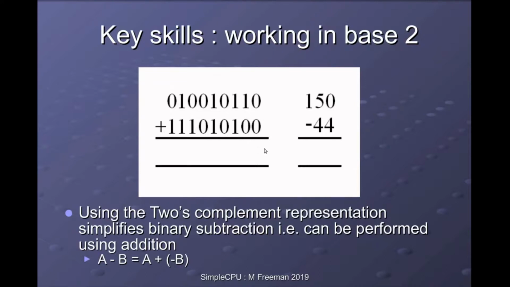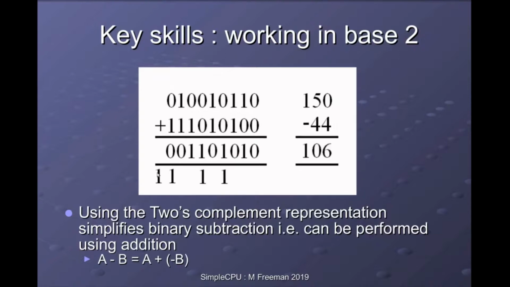So 0 plus 0 gives me 0, 1 plus 0 gives me a 1, 1 plus 1 gives me 0 and a carry. 0 plus 0 plus a carry gives me 1, 1 plus 1 gives me 0 and a carry, gives me 1, and then 1, 1 plus 1 gives me a 0 and a carry, 0 and a carry.